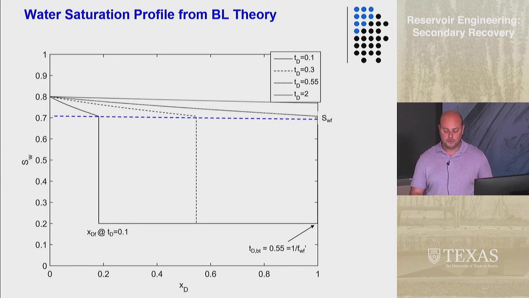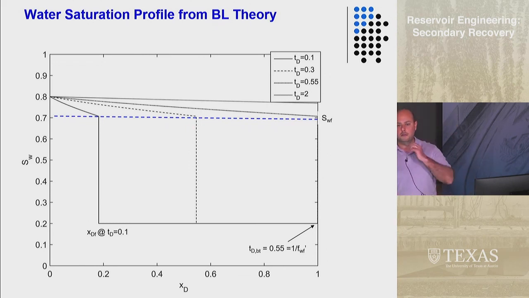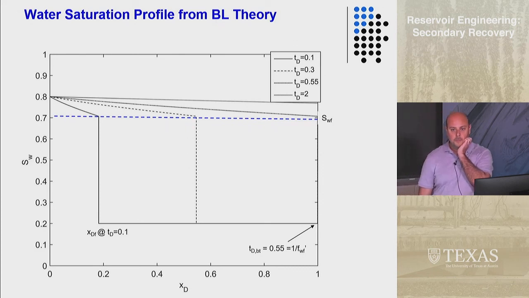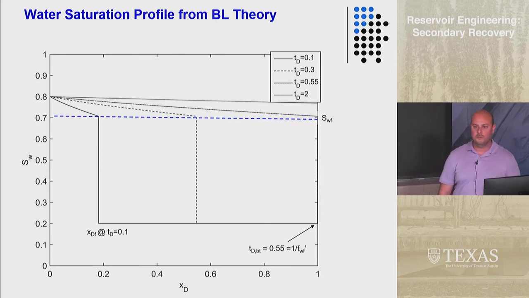But that's not what happens in real life. It bypasses the oil and it reaches the producer well too soon. The later the better. If TD breakthrough was 0.9, you would be ecstatic. If it's 0.05, then that's kind of disappointing. What determines that breakthrough time? Well, clearly the fractional flow curves.